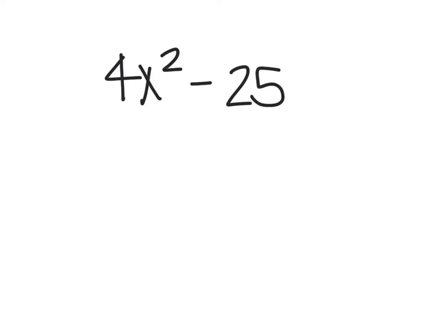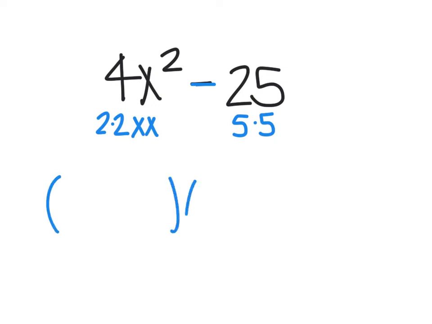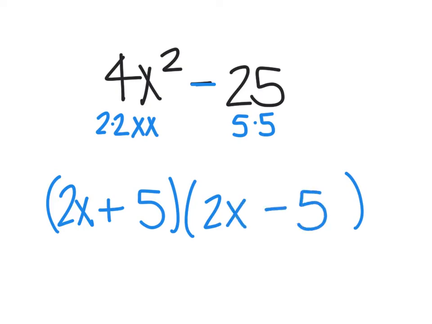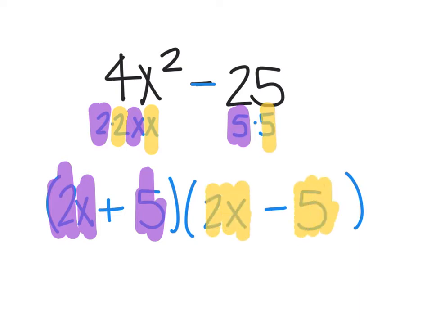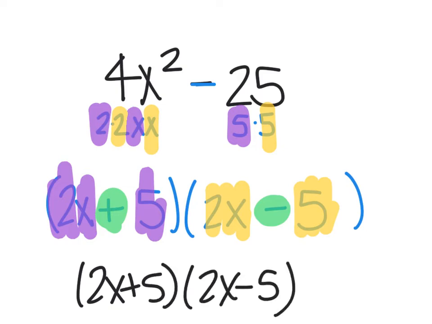If I have to factor 4x squared minus 25, this is also a difference of perfect squares. 4 is 2 times 2, and then x squared is x times x. 25 is 5 times 5. So my parentheses would end up being 2x plus 5 and 2x minus 5. So I took 1 2, 1 x, and 1 5 for the first parentheses. And then I also took 1 2, 1 x, and 1 5 for the second parentheses. And the only difference is one time it's a plus sign, and one time it's a minus sign. But my final answer would be 2x plus 5 times 2x minus 5.